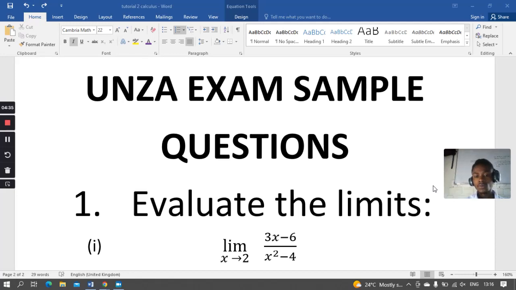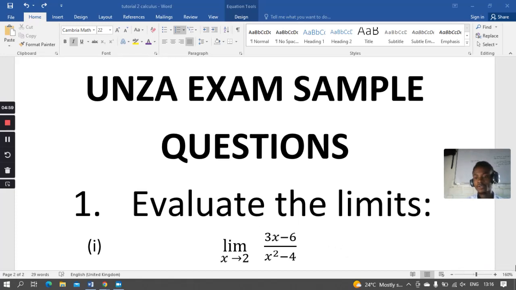All right, so as I've said, there are two types of limits: finite limits and infinite limits. Okay, so I'm not going to waste much time. I'm going to focus much on the explanation.